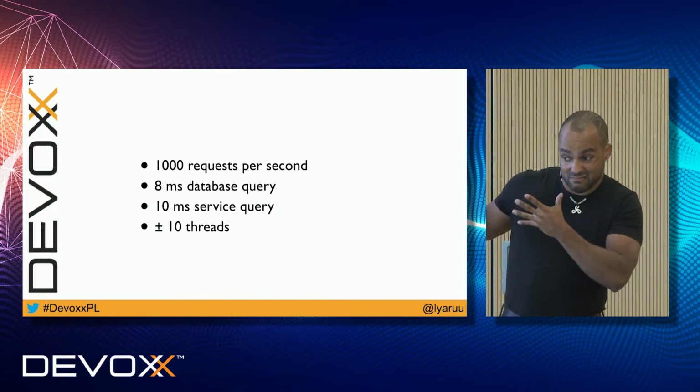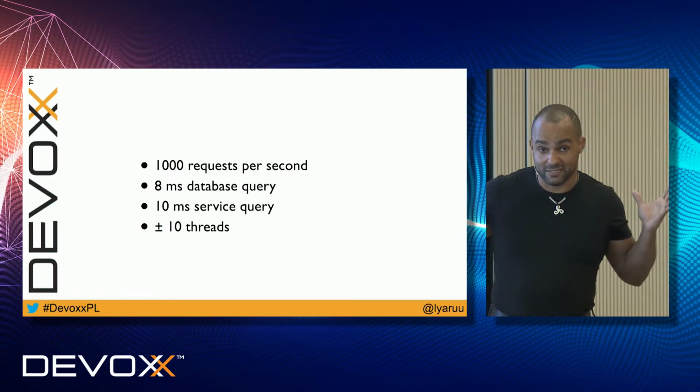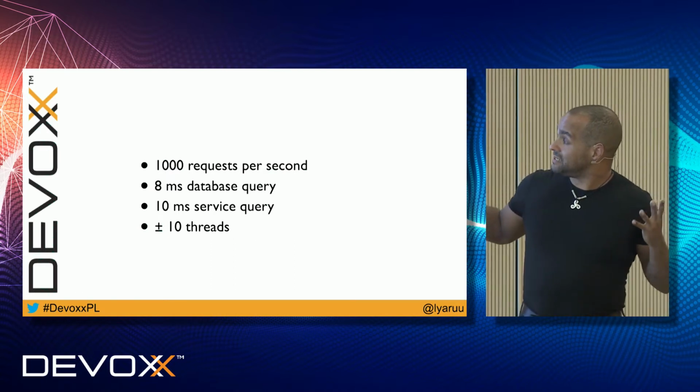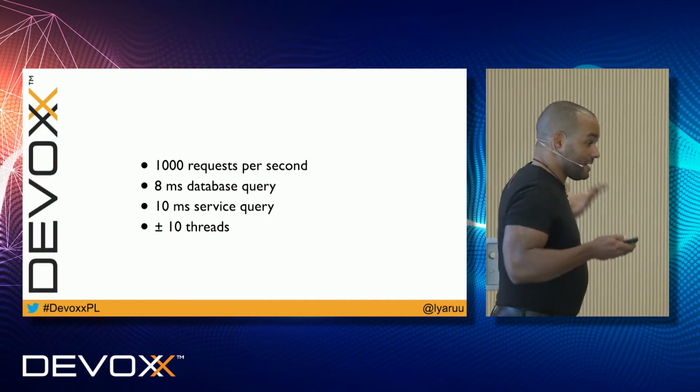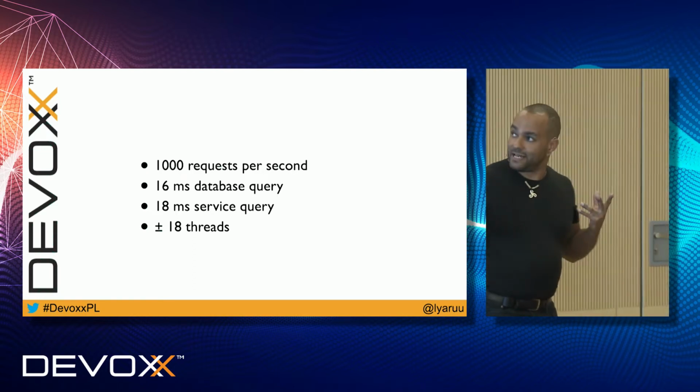So from that calculation, that means more or less 10 threads or something, right? So that's all right. Okay, and if you have 10 threads to spare, it's all fine. But what if the database gets slower?